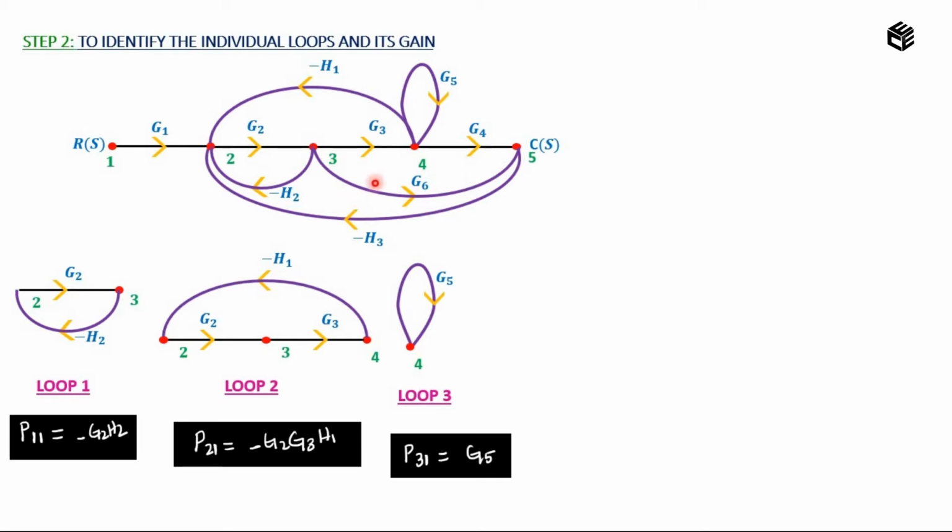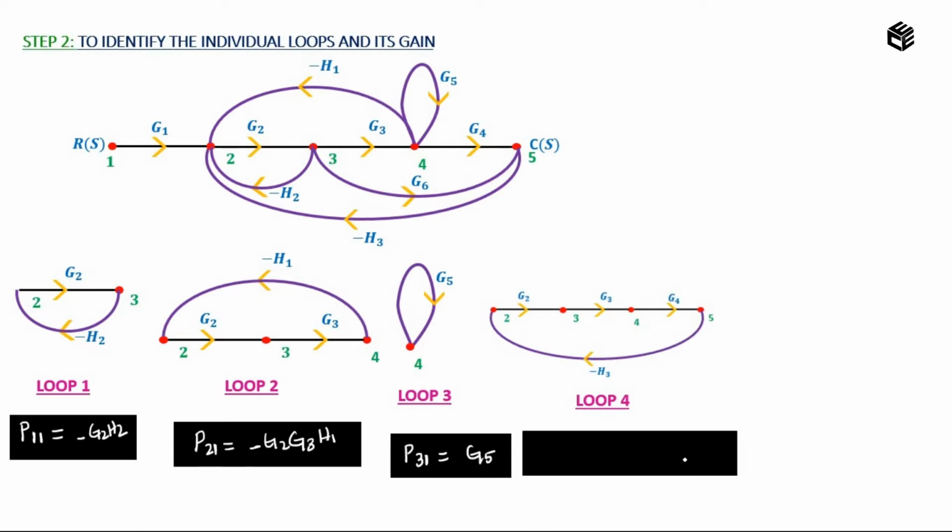Okay, going to check is there any other loop other than these three loops. So I have a loop that is from 2 to 3, 3 to 4, 4 to 5 and 5 to 2. I have a very big loop. I am taking that as loop number 4. Going to write the gain of this fourth loop, that is P41 is equal to minus G2, G3, G4, H3.